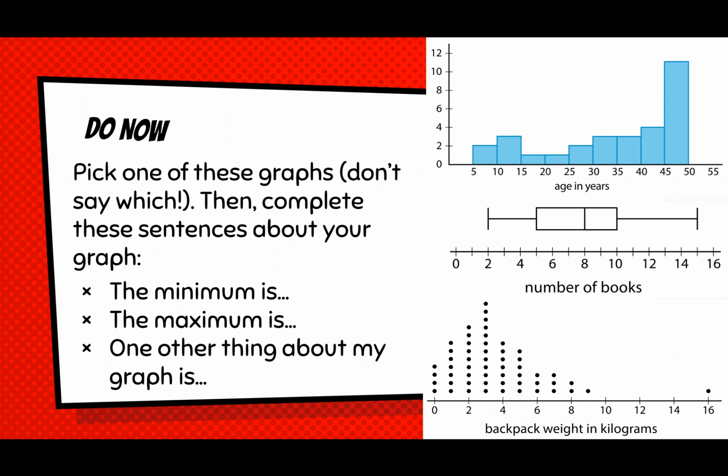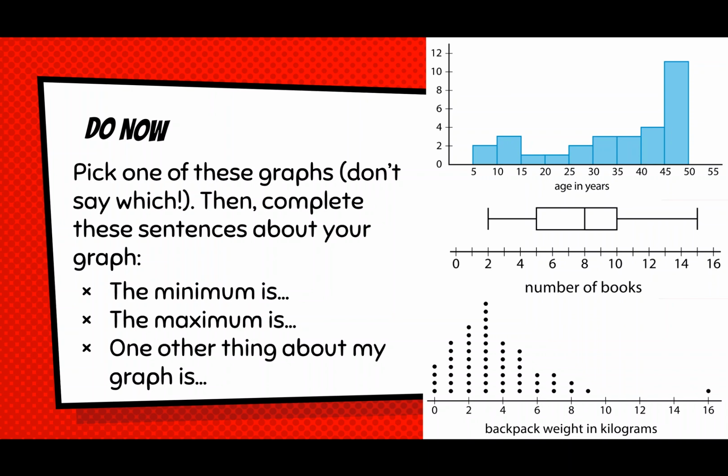So I've chosen a graph, and one thing that I know about it, I'm going to go in reverse order, by the way, from the third question back up to the first. One thing I know about it is that the most common value was 3. The maximum value was 16. And the minimum value was 0. If you guessed that I was talking about the dot plot, you're right.